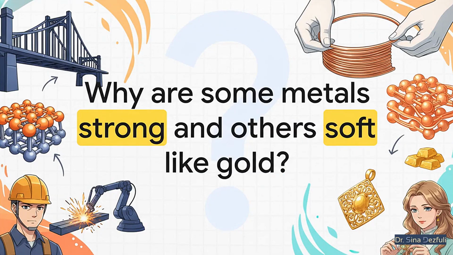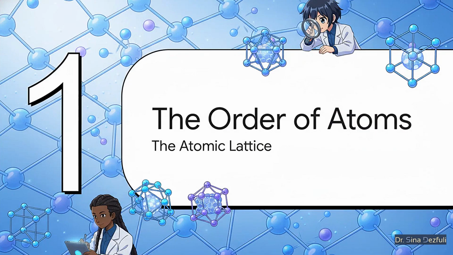So, have you ever really thought about that? Why is it that you can bend a copper wire pretty easily, but an iron beam can hold up a massive bridge? Well, the secret isn't just about what the atoms are, it's all about how they're arranged. To really get a grip on the world we see and touch, we've got to zoom way, way in. I'm talking microscopic. The secret to a material's strength, its flexibility, all of it, is hidden in this invisible architecture called the atomic lattice.